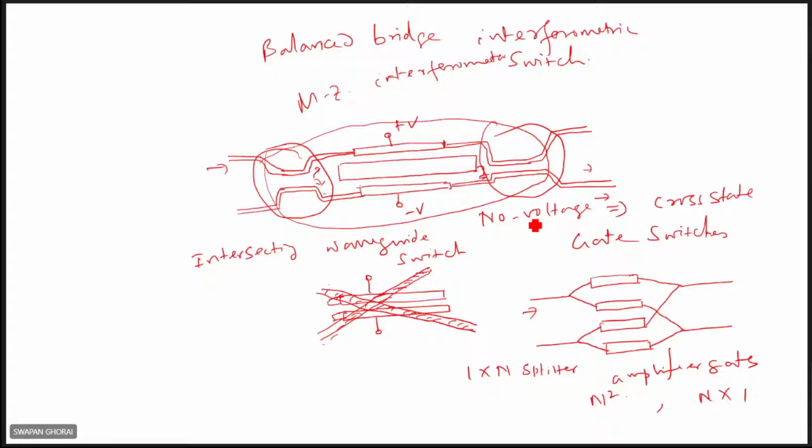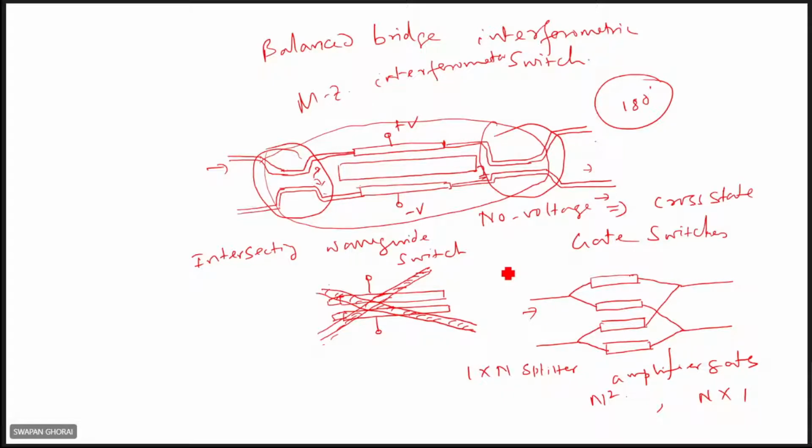To achieve the bar state, a voltage is applied, and that will change the phase of these two arms. If there is a 180 degree phase difference, then you can have the bar state. So you can have the bar state using either no voltage or voltage applied. That means in one case the two signals are in the same phase, and in the other case there is opposite phase. When the phase is opposite, light will be transmitted in the upper port, the upper gate.